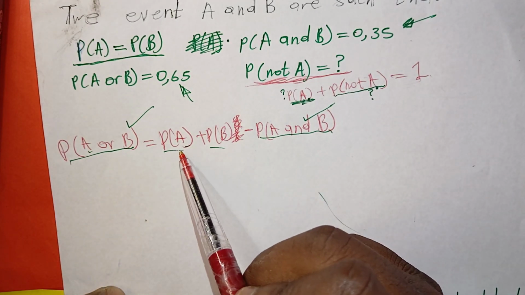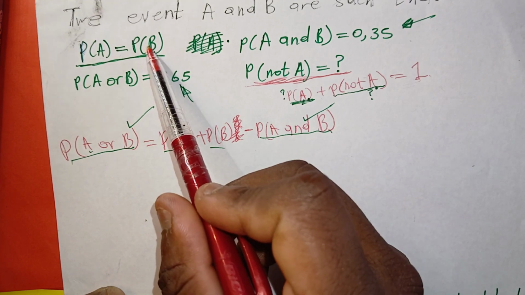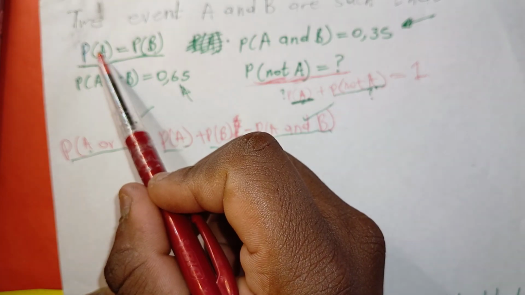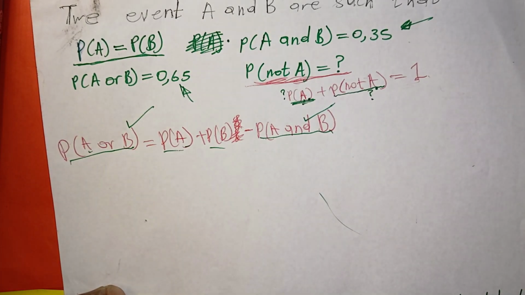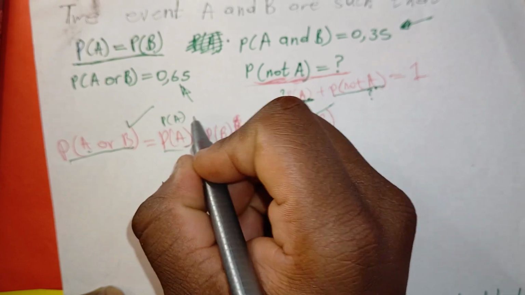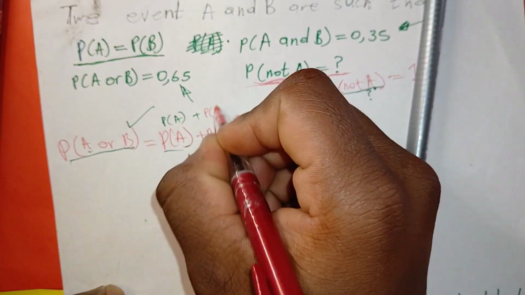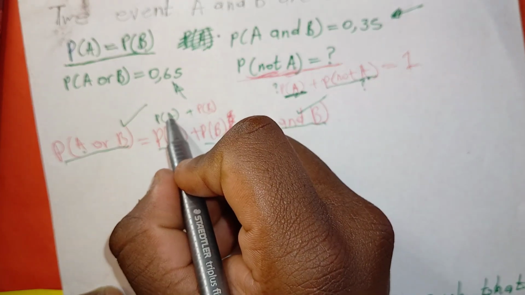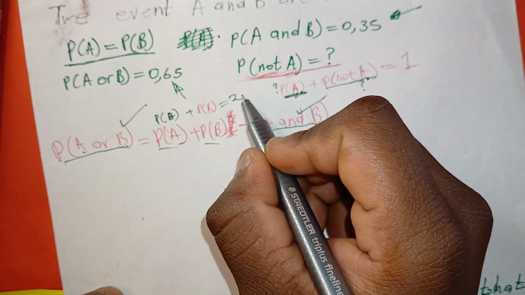In other words, it means that where there is A, we can put B, and where there is B, we can put A, because they are equal. Do you understand? Now if we just substitute B where there is A and say plus this B, and now when you add them, they will give you 2B.